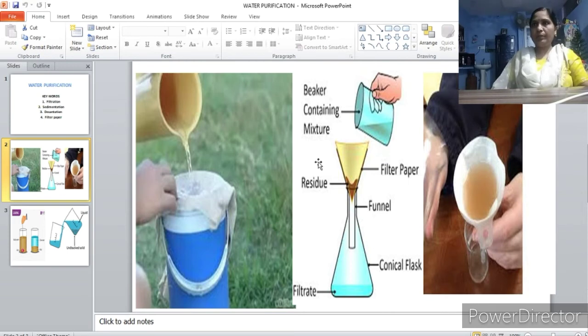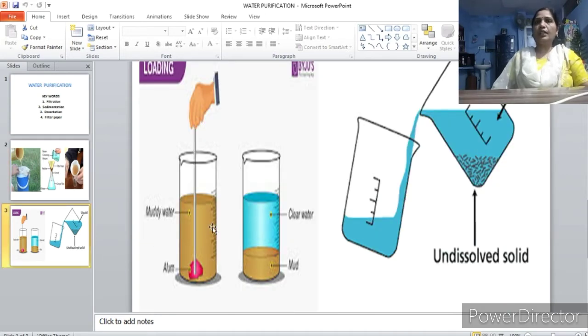So this process is known as filtration. Using the filter paper or cotton cloth, making dirty water into clean water is known as filtration. So this is one method to purify the water we are using.